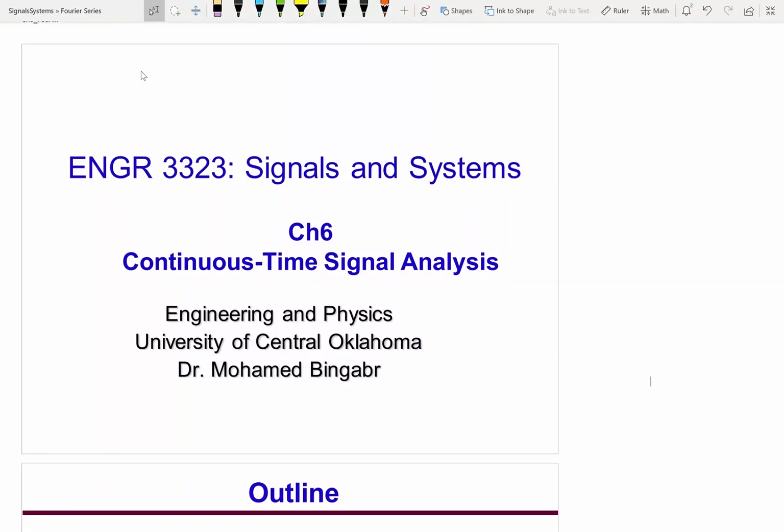Hello everyone. Today's lecture is about the Fourier series. The Fourier series is a mathematical technique that analyzes a periodic signal to find the frequency content, something like this. And we want to know what are the frequencies present in this signal.